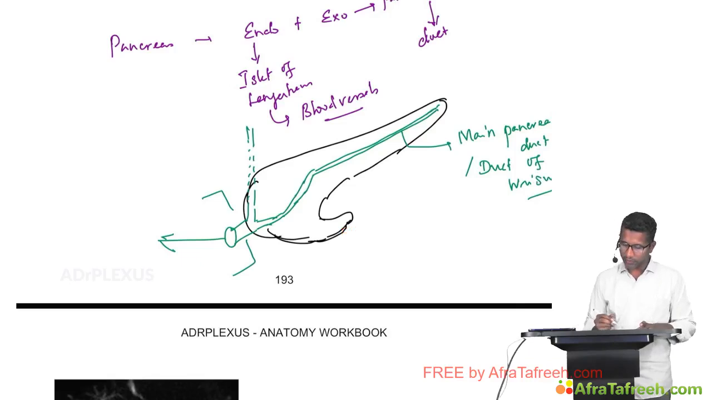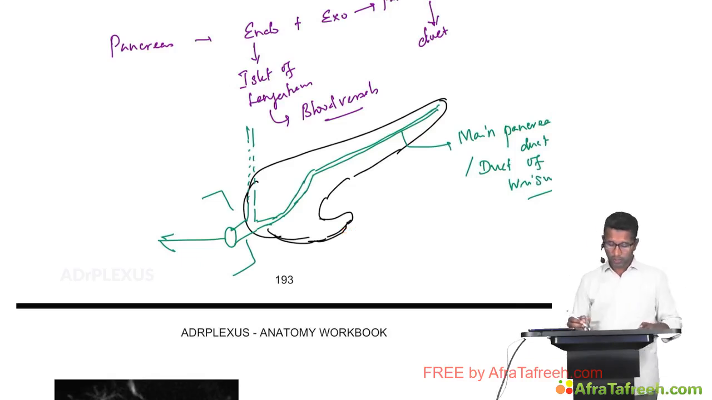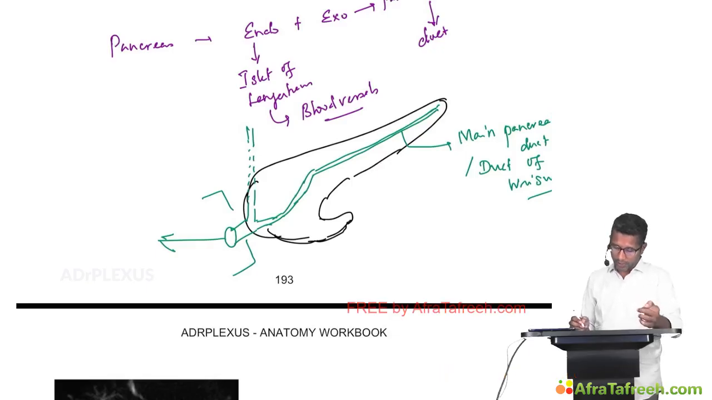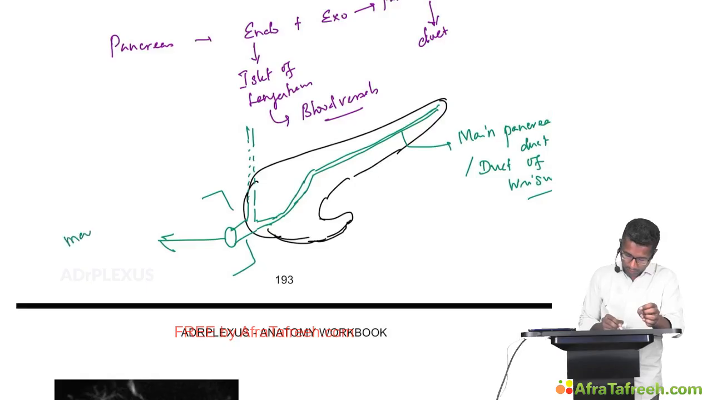Okay, this is called the duct of Wirsung. This opening of the main pancreatic duct, along with the fusion of the bile duct, is called the ampulla of Vater, and they open into the second part of the duodenum, into a structure called the major duodenal papilla.